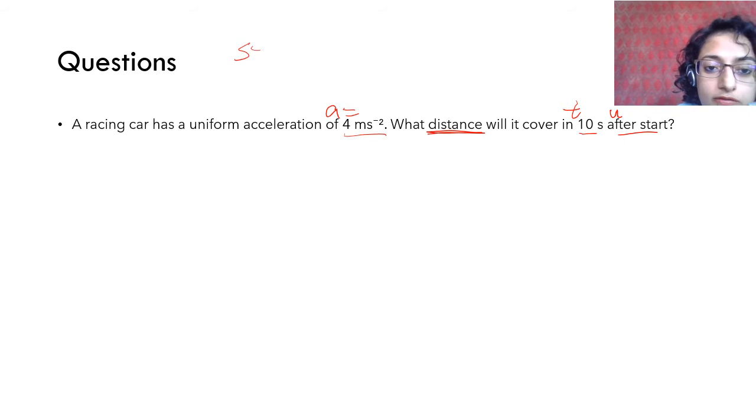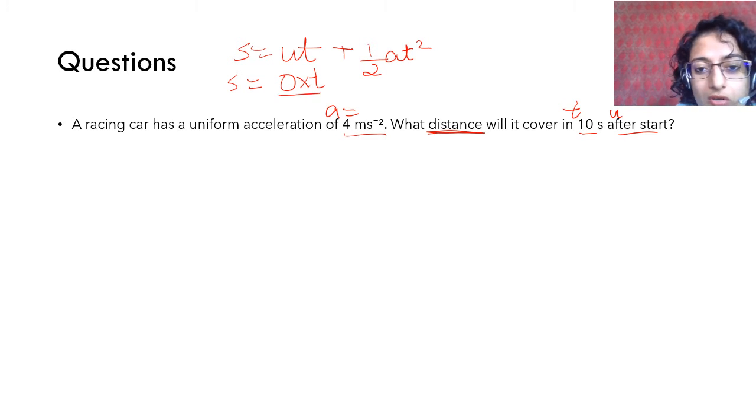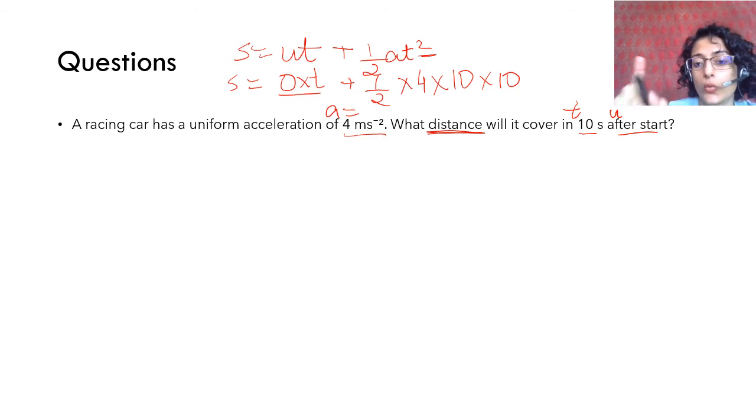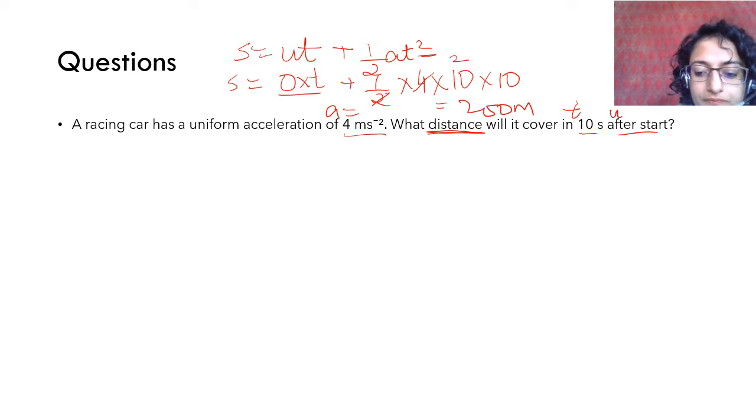So you can use the formula s is equal to ut plus half at square. In this, s is equal to initial velocity 0 into time, which doesn't matter because it is 0, plus half into a, which is 4, into t square, which is 10 into 10. Please don't forget that this is t square, so you have to do it twice. All right, so 2 into 100 is equal to 200 meter.